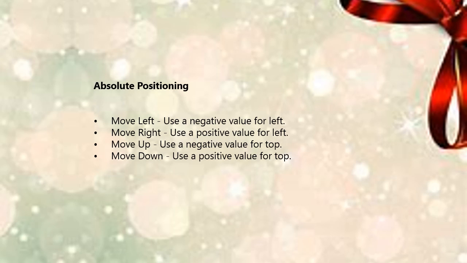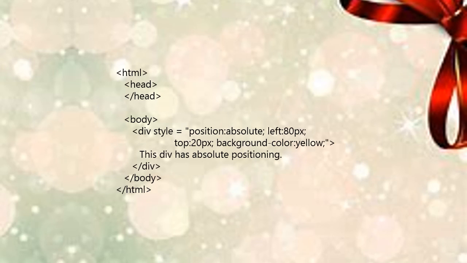Move left, use a negative value for left. Move right, use a positive value for left. Move up, use a negative value for top. Move down, use a positive value for top. Consider an example of absolute positioning. Here we have given the style as position colon absolute. Left and top points are set. Execute this code and get the output.